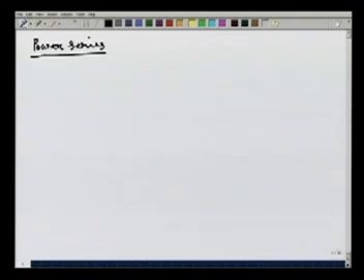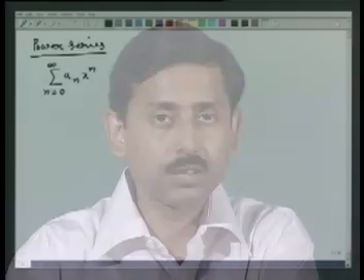A power series is an expression of the following form: summation n from 0 to infinity a_n times x to the power n. Here the a_n's are some given real numbers, so it's a sequence of real numbers, and x is a variable. So if this sum makes sense, I can view this as a function of x, okay? And what we would like to understand is for which x this function makes sense.